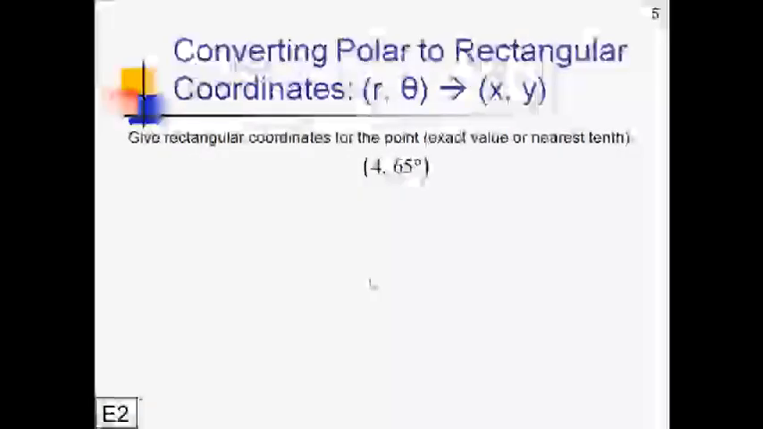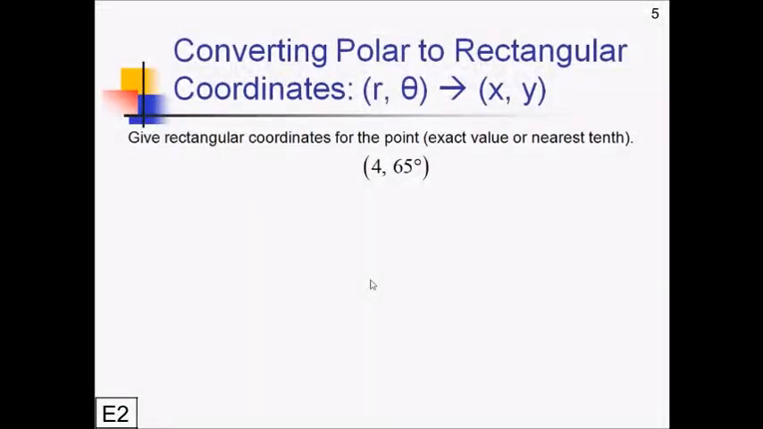Now that we know how to graph polar points, what if we want to go the other direction and convert from a polar point to a rectangular point? So how could we find the rectangular coordinates for this polar point, 4, 65 degrees? And we want either exact value or nearest tenth for this.